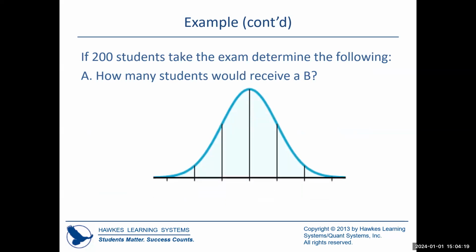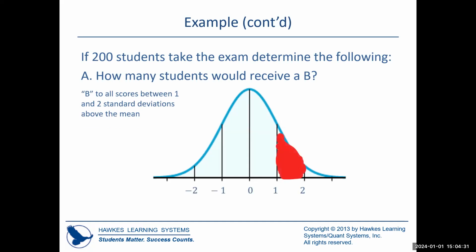Okay, so here is the normal curve, and we have some lines on here, and this is going to distinguish the different standard deviations. Now, what we're told is that a B is given to somebody who is between 1 and 2 standard deviations. So let's talk about the standard deviations we've got on here.